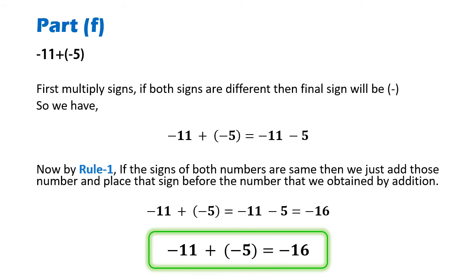Part F. -11 + -5. First multiply signs. If both signs are different, then final sign will be minus. So we have -11 - 5. Now by rule 1, if the signs of both numbers are same, then we just add those numbers and place that sign before the number that we obtained by addition. So finally we have -11 + -5 equals -16.